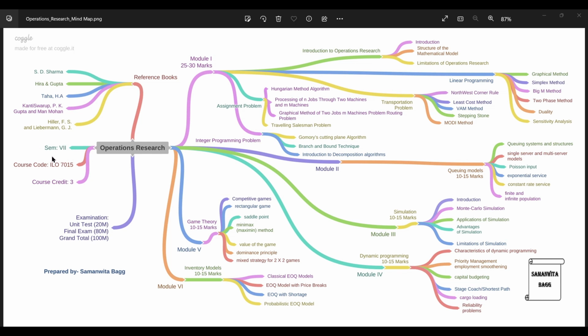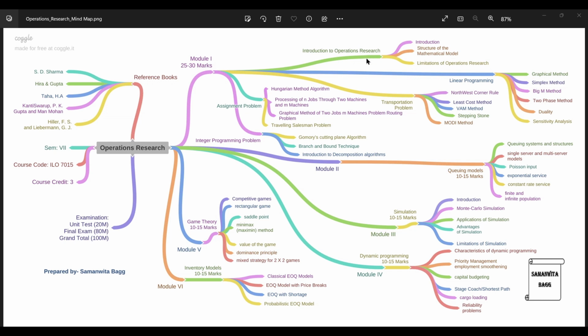So we will start from this end. You can see here, this is a semester 7 subject. It is an institute level elective these days, which has been offered by Mumbai University. The subject code is ILO 7015. The course credit for the subject is 3. And there are 6 modules that you can see here. We will start with the discussion of module 1.